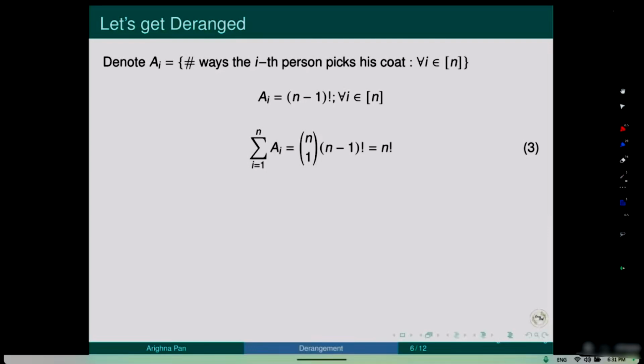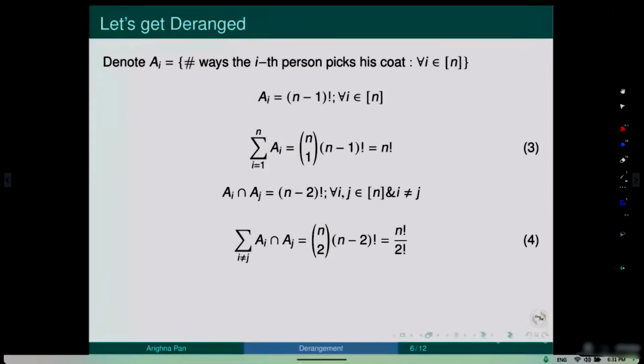So what do we have to do? We have to delete the case where the ith and jth persons pick their own codes and for the others we don't care. So we have to take that Ai intersection Aj out. So what should be the size of Ai intersection Aj? Two persons are picking their own code and for the rest, n minus 2, I don't care. They can be picked by anyone, and that can be done in n minus 2 factorial ways. But obviously i is not equal to j, we should take care of that.